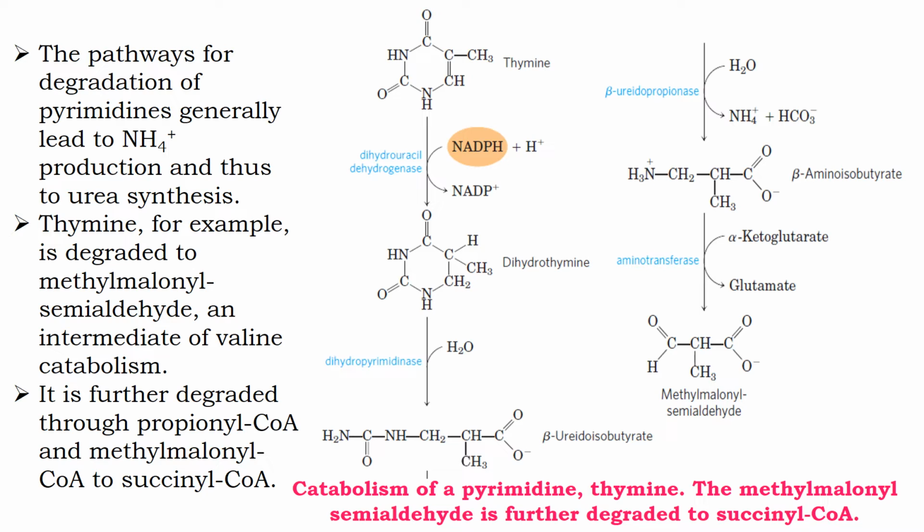I have taken the example of thymine. So this is thymine, and thymine can be converted into dihydrothymine. This can be done by a dehydrogenase enzyme, called dihydrouracil dehydrogenase. So you know that thymine and uracil can be interchanged. I mean, they both are the same, just a substituent of thymine is a uracil.